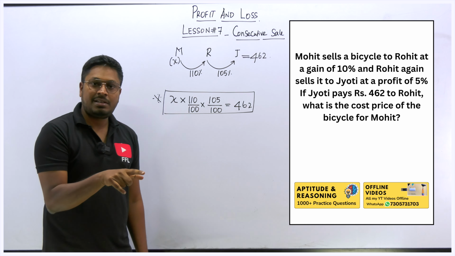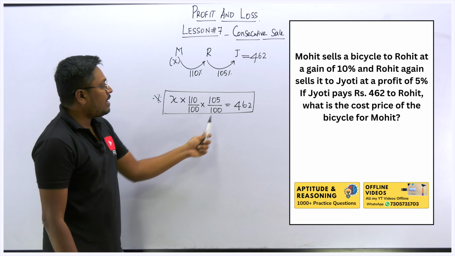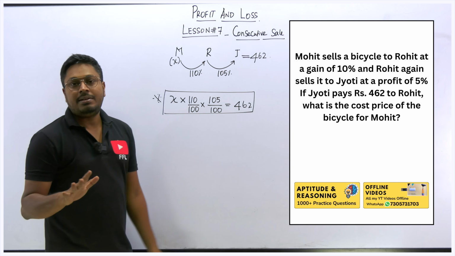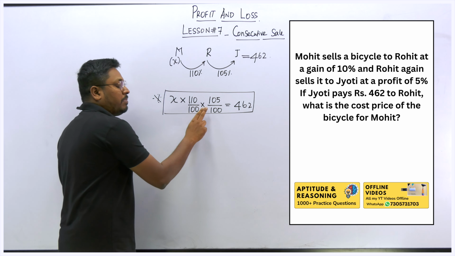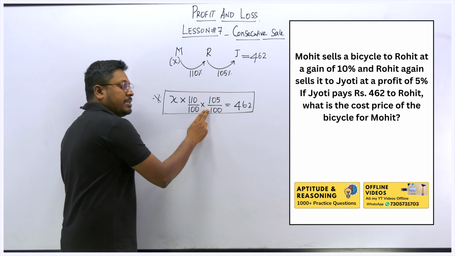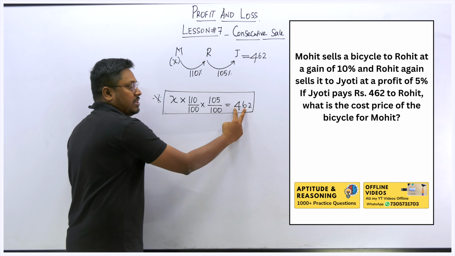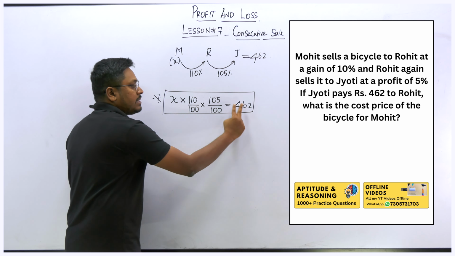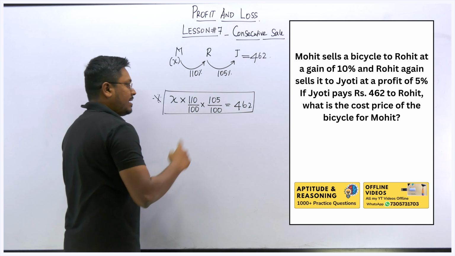In your books they have mentioned the formula, so kindly don't learn that formula, right? If you understand this, the formula is not needed. So cost price, selling price, percentage profit, next selling price, percentage profit. Finally, Jayoti got the scooter for 462, right? After this much of increase, he is getting it at a price of 462. Our target is to find the cost price, the X value.